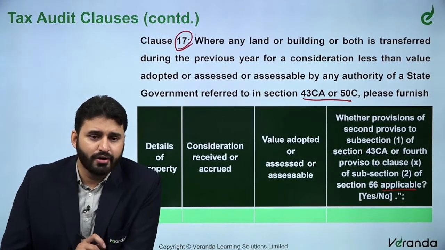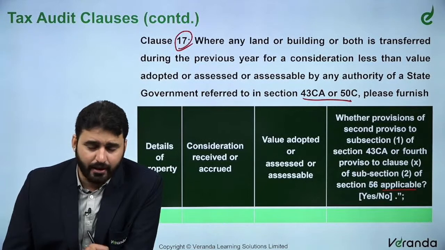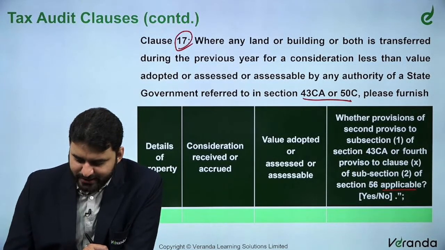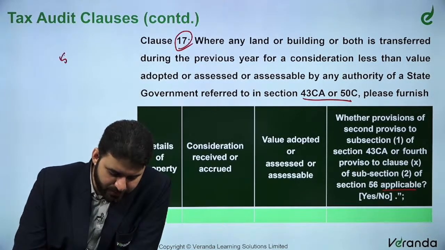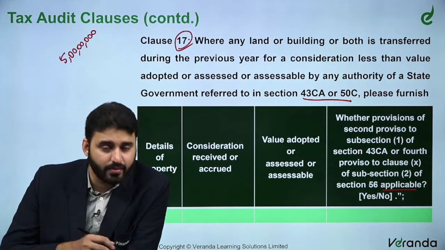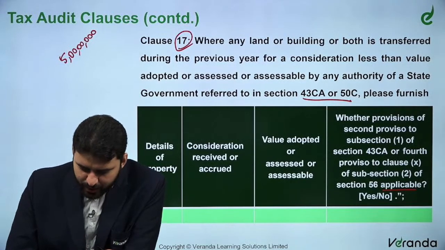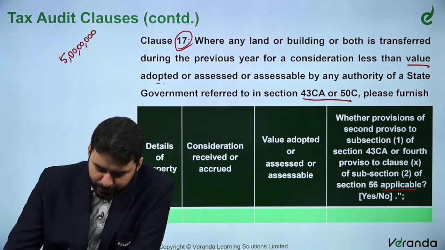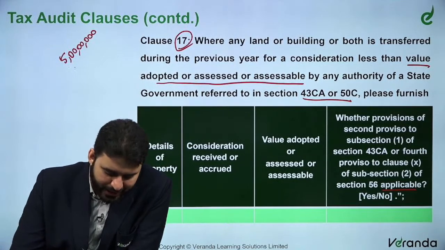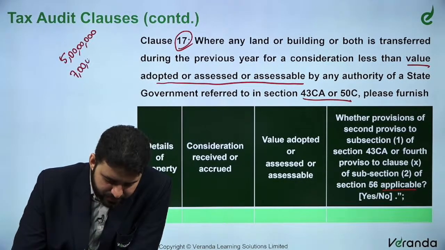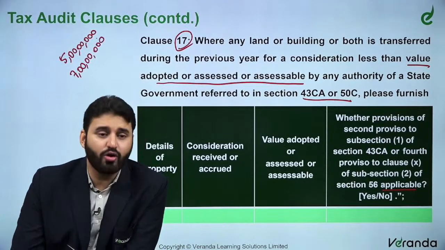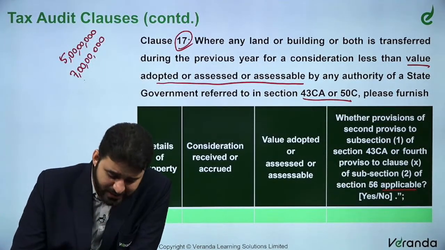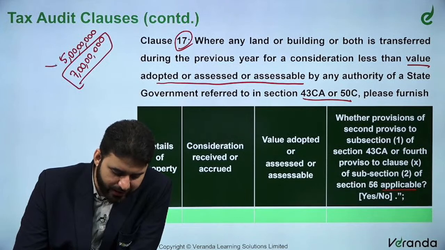Now, you have sold a land or a building for, say, 50 lakh rupees or 5 crore rupees. However, the value adopted or assessed is basically the guideline value. The guideline value is 7 crore rupees. Ideally, you should not do this. So, you have to pay capital gains on 7 crores and not 5 crores.